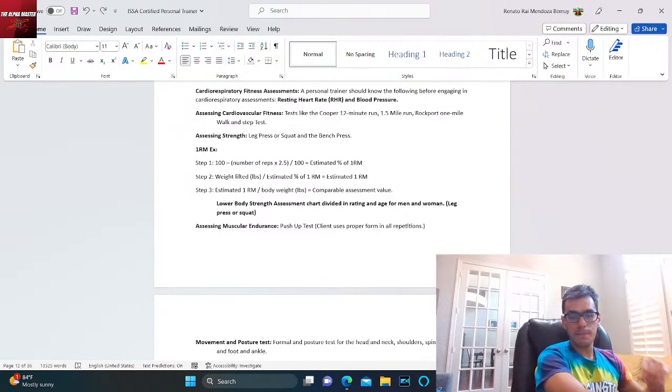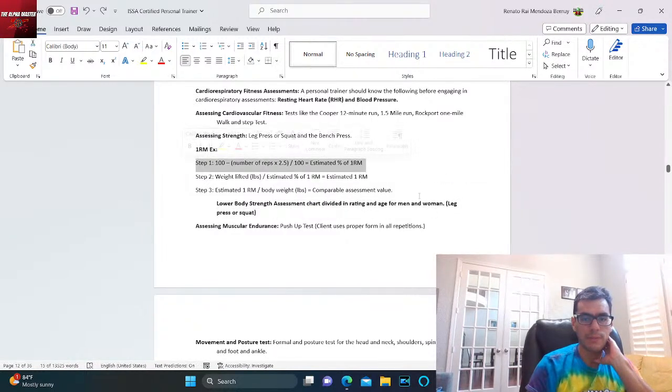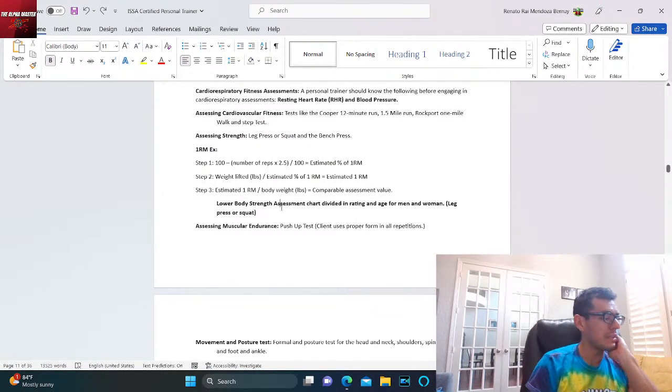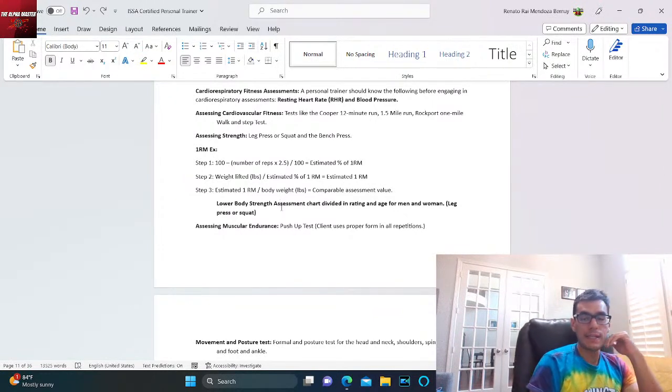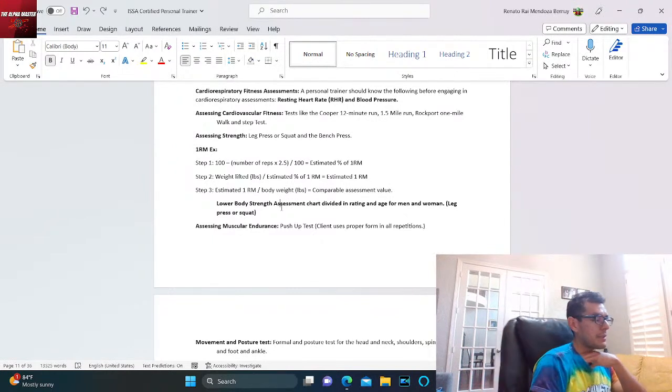Now, you have here a lower body assessment, and these are the formulas that we use, by the way, for a comparable assessment value for the one repetition max. So you have a lower body strength assessment chart for leg press or squat, divided by rating and age for men and women.